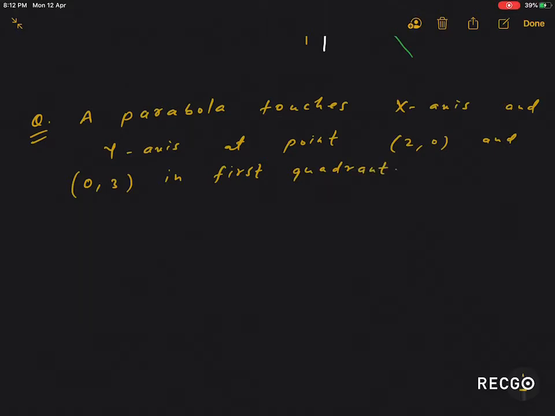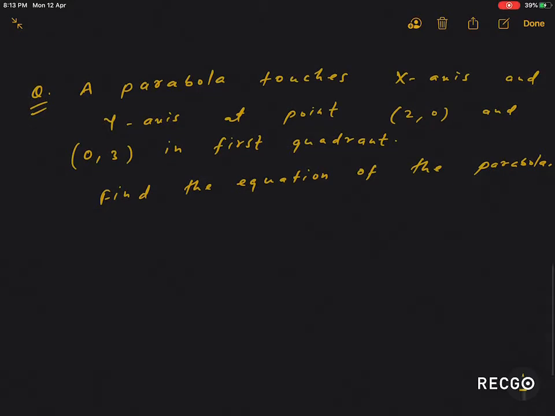The question is: a parabola touches the x-axis and y-axis at the points (2, 0) and (0, 3) respectively in the first quadrant. So the parabola is touching the x-axis at the point (2, 0) and the y-axis at the point (0, 3) in the first quadrant. Only this much information is given, and we have to find the equation of the parabola.